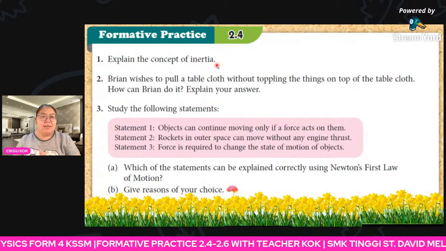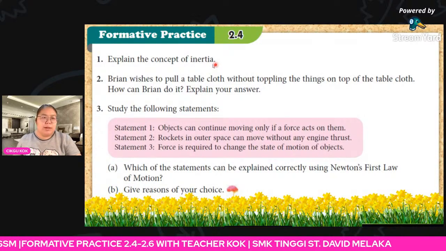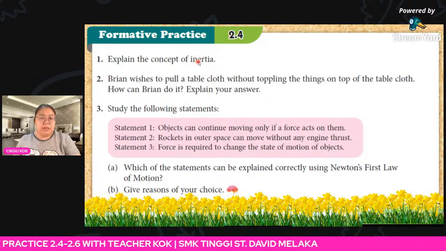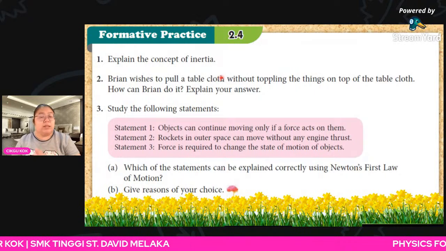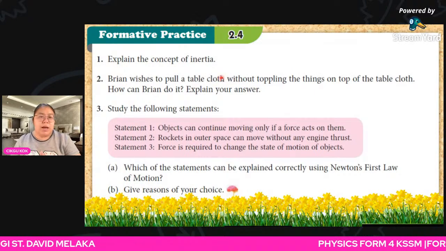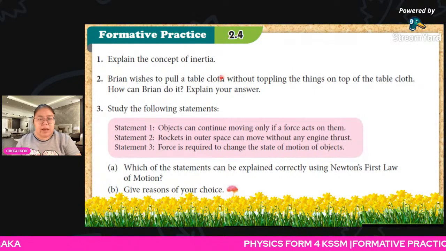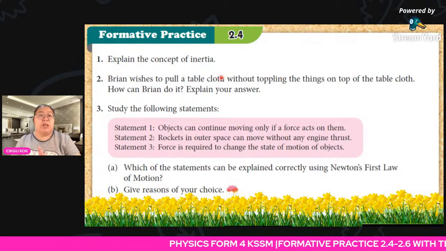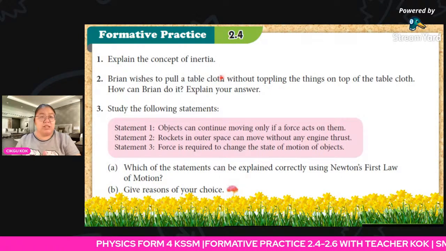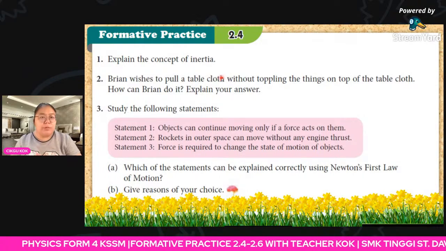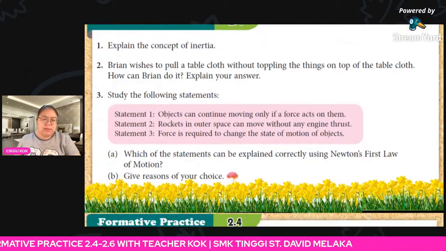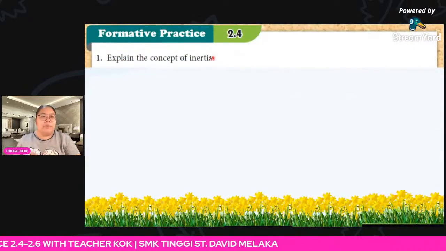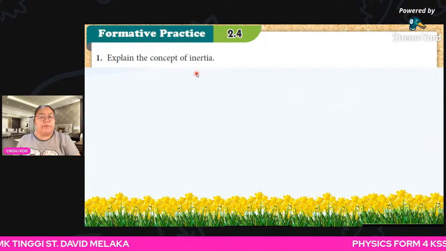Hi, Tivesh Kumar. So we go through what inertia is first. Inertia means that an object, when it is moving or at rest, resists a change in its motion. This is chapter 2.4, the first topic we learn, inertia. Let's see the following question. The first one asks you to explain the concept of inertia.